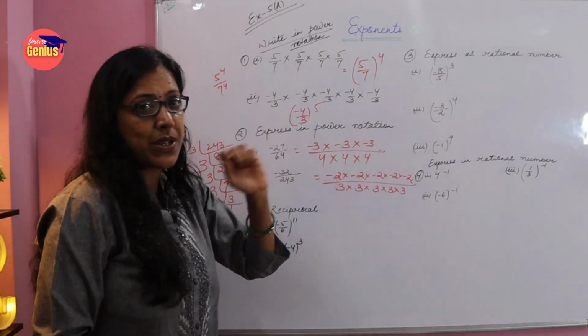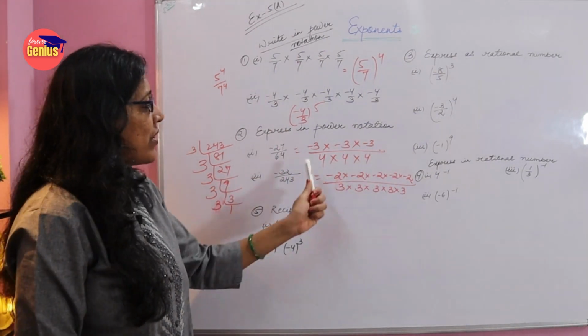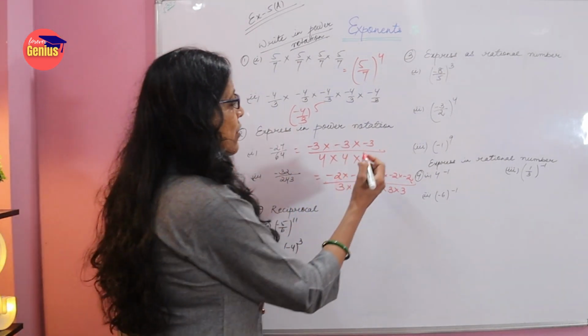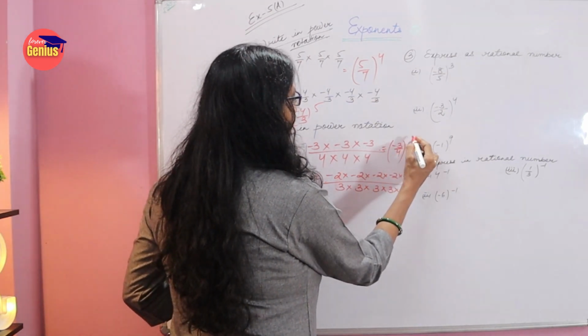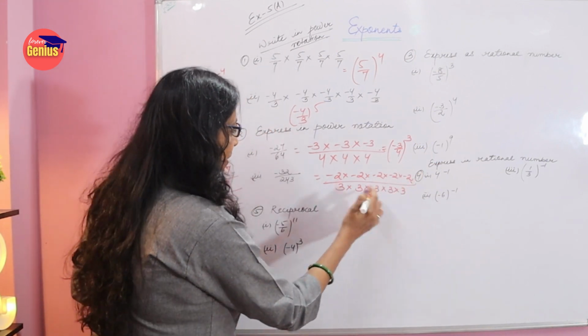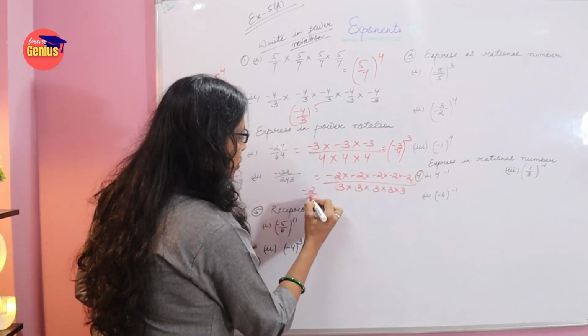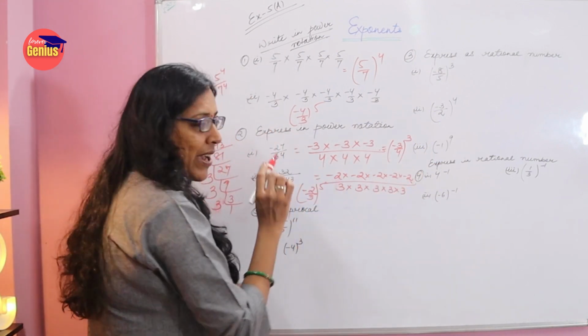Now I will express this in power notation. First we have done the breakups. Now see, it is 3 times, so minus 3 by 4 to the power 3. This is 5 times, so it is minus 2 by 3 to the power 5.